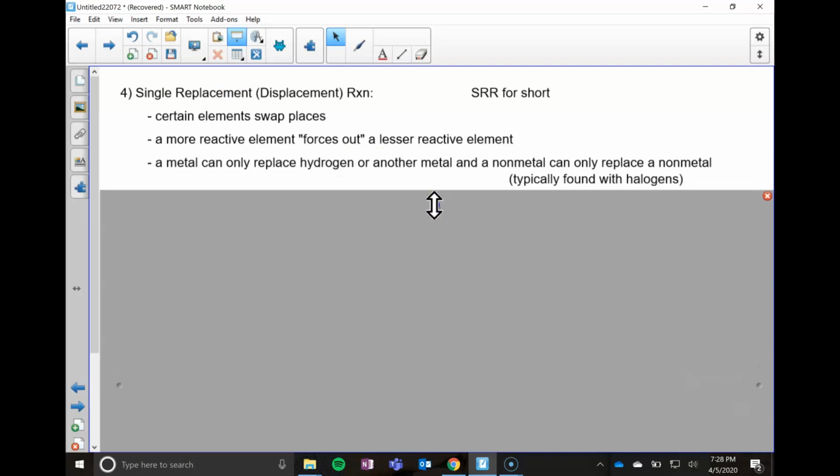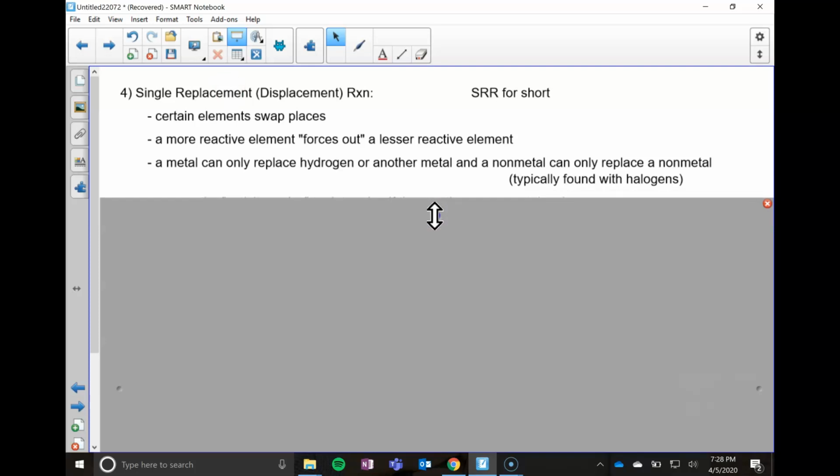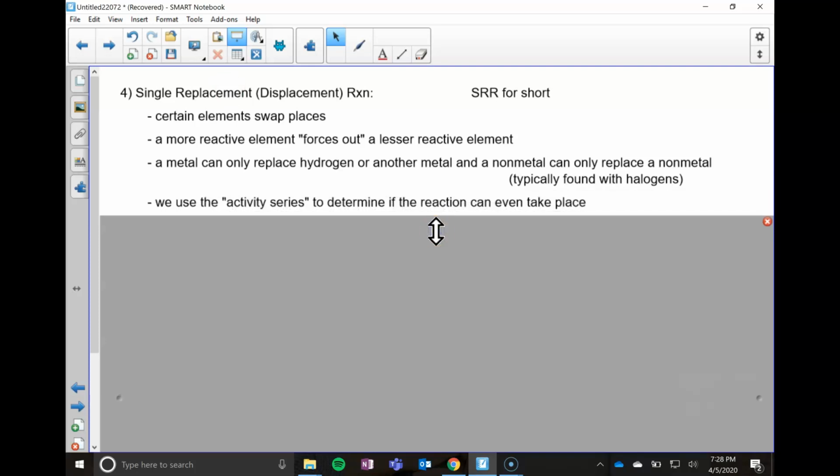Some things we've got to keep in mind when we look at a single replacement reaction is that a metal can only replace hydrogen or another metal, and a nonmetal can only replace a nonmetal. And then we typically find that with the halogens. We use something that's called the activity series to determine if a single replacement reaction can even take place. Because here's the thing, if one of these elements is not more reactive, it can't bully out a lesser reactive element. And this stuff will make sense as we get into this.